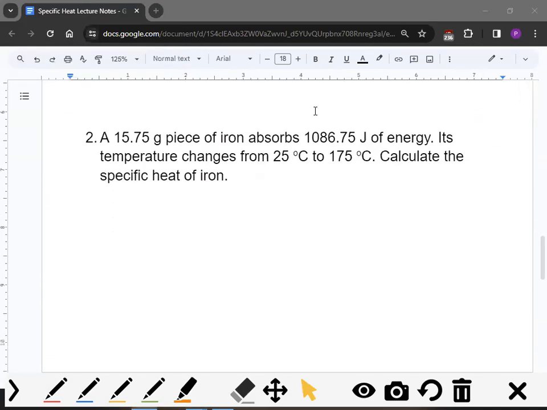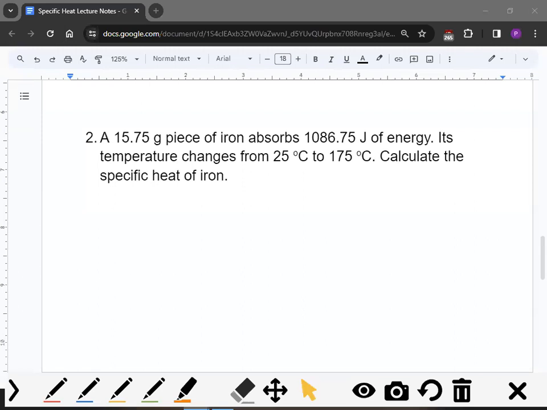Okay, I want you guys to try this one with the person next to you. Same thing as before. You want to figure out what variables all the numbers are, and then you want to plug it into one of the two equations. So you got to figure out whether to use the delta T or the final temperature and initial temperature equation. Try that out. Give you guys about 2-3 minutes, and then we'll go over it together.